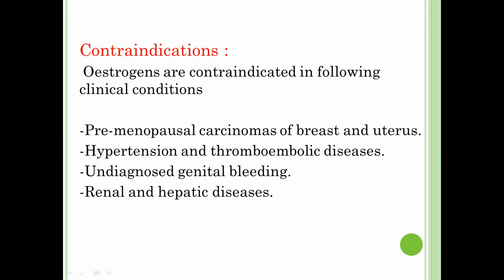Then next one is undiagnosed genital bleeding. Undiagnosed genital bleeding means vaginal bleeding other than menstruation. In such a condition, estrogen is contraindicated. Then the next and last contraindication, renal and hepatic disease. In such a condition, synthetic estrogens are contraindicated. Natural estrogens are secreted in the female reproductive system. So that's why there is contraindication for the synthetically given ones.